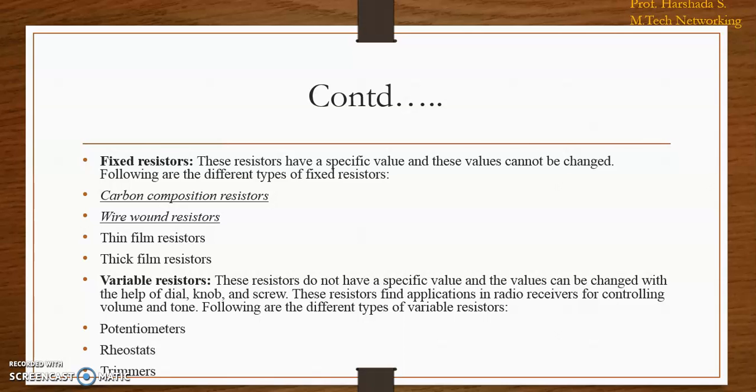So that is nothing but your rheostat. Or what is meant by potentiometer? Potentiometer means it varies your current as per the requirement of your circuit diagram. So these are the overall scenario of your fixed resistor and the variable resistor.